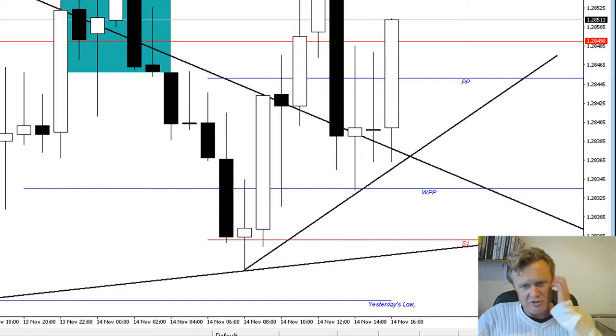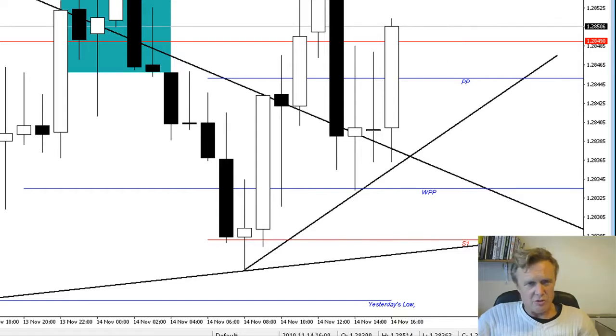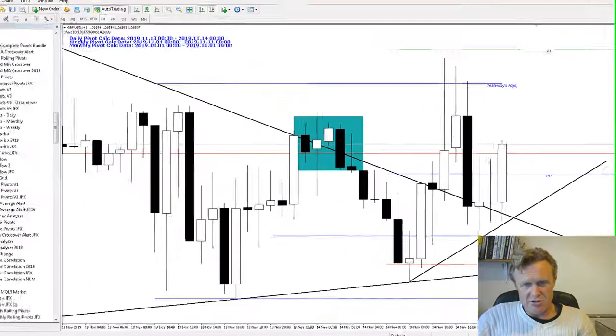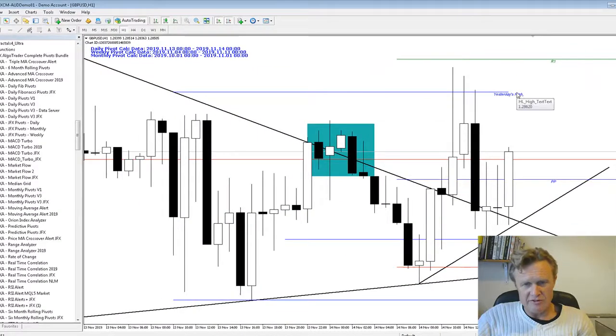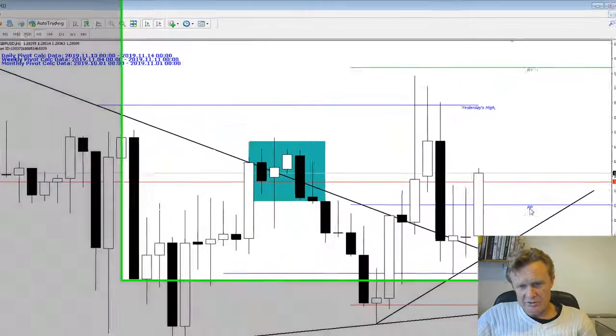If you wanted to go short, you could put a potential short trade in again on a retest of yesterday's high, and your profit target would probably be the central pivot of the day, so the daily central pivot.